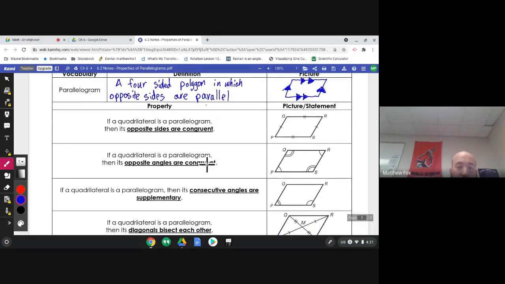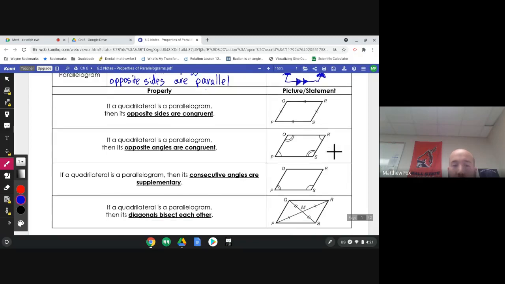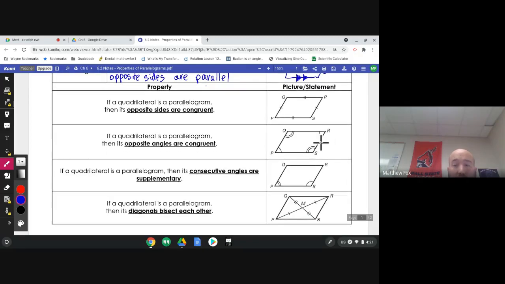The second property: if a quadrilateral is a parallelogram, then its opposite angles are congruent. Meaning if angle Q is 110, angle S is also 110. If angle P is 32, angle R would be 32. Now, those ones you could probably kind of see.